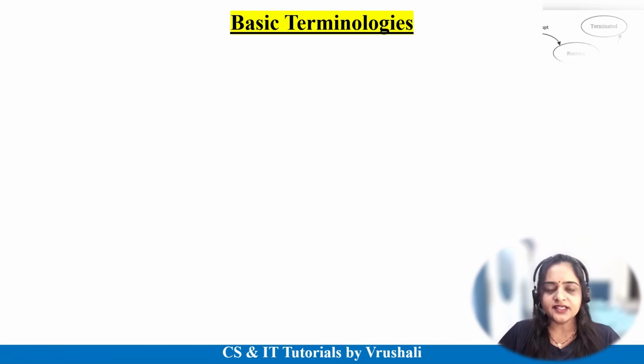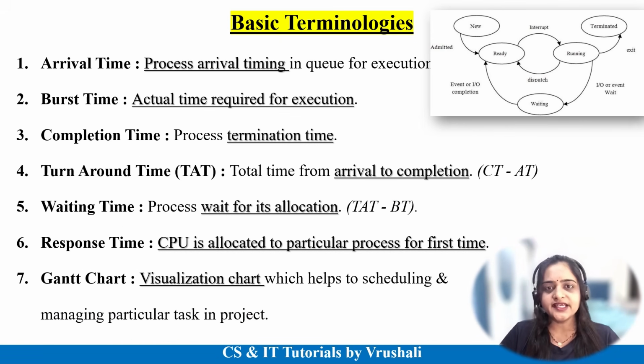Before solving the example, you must know some basic terminologies. We have already discussed all these terminologies in detail in a previous session, so let's take a quick revision. This diagram indicates the process state transition. In the new state your process is created, and after creating it goes to the ready state. In the ready state your process waits for the CPU allocation. Arrival time means when your process arrives in the queue for the execution.